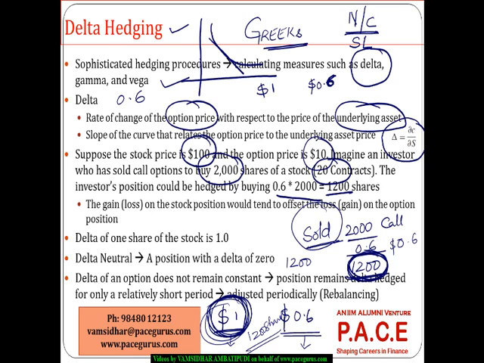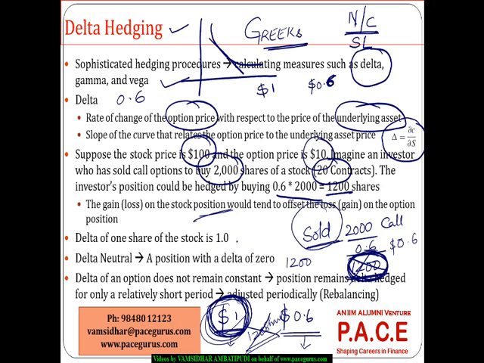So overall my gain would have been $1,200. Both would have negated or offset each other. So the delta will help me in deciding how many underlying I should really buy or sell to make sure that the delta of the overall portfolio is 0, or to make sure that my loss in the overall position is close to 0. The gain or loss on the stock position would tend to offset the loss or gain on the option position.